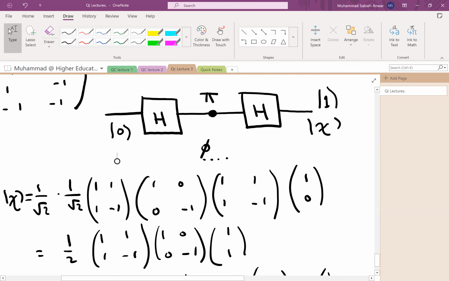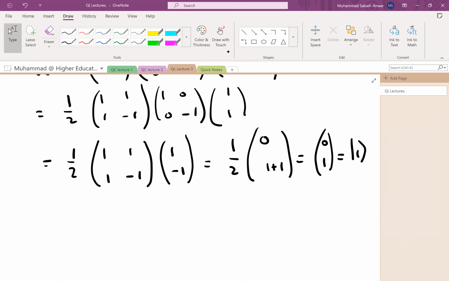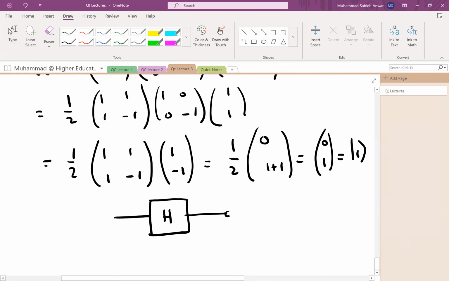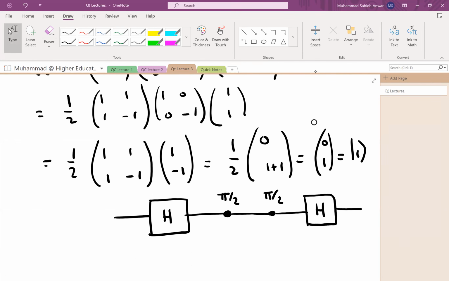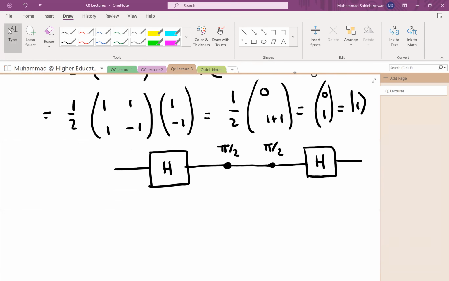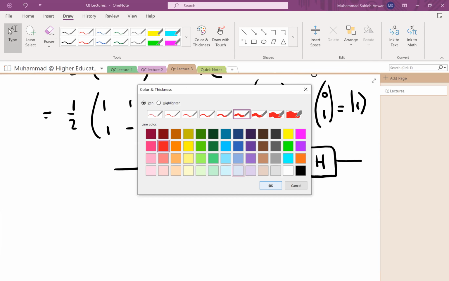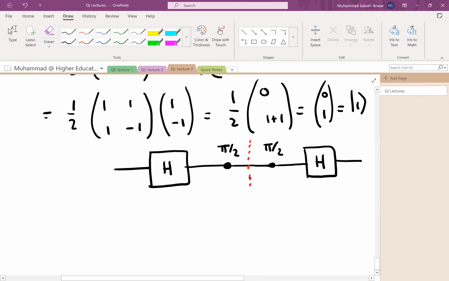Let me conceptually at least think of the following. I have a Hadamard gate and I have a pi by 2 gate, followed by another pi by 2 gate and a Hadamard gate. Now you can imagine that what I drew above was a single phase gate. What I've done here is I've cleverly split the phase gate into two pi by 2 phase gates. And those two pi by 2 phase gates, one after the other, have the same impact as a pi gate.